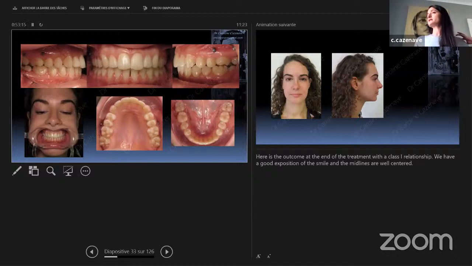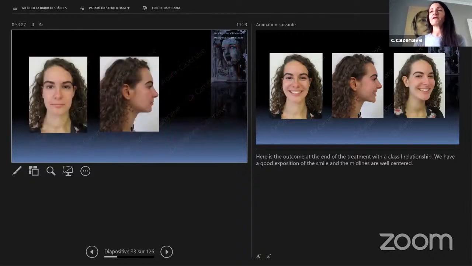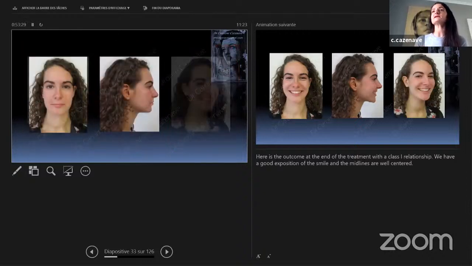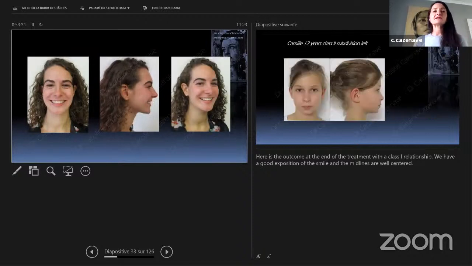Here is the outcome at the end of the treatment with a class 1 relationship. We have a good exposition of the smile and the midlines are well centered. Here, a face at the end of the treatment and a smile with a good centering of the midlines. And the chin now is perfectly centered.